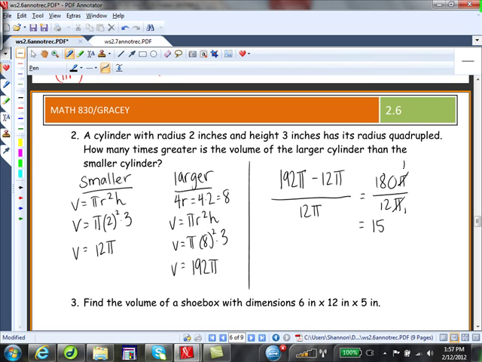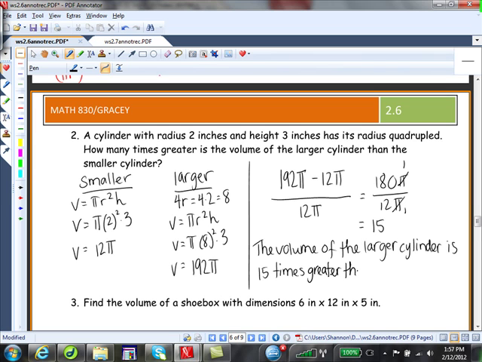So let's answer the question. The volume of the larger cylinder is 15 times greater than the smaller cylinder.